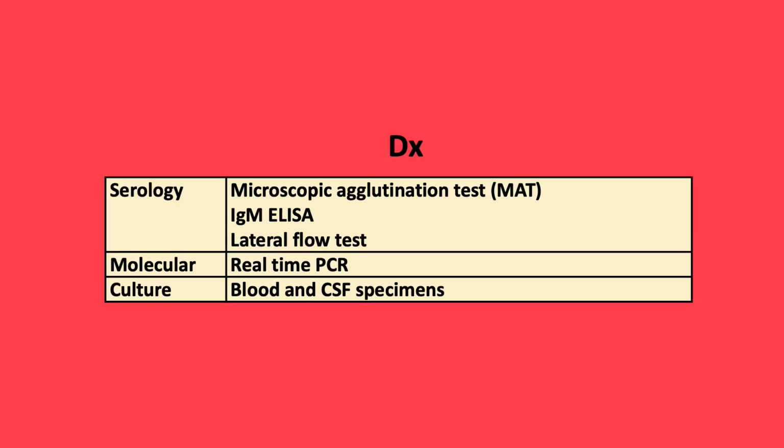Diagnosis can be achieved via serology, molecular and culture analysis. Serology includes microscopic agglutination test, whereby you mix the test serum with a culture of Leptospira and then evaluate the degree of agglutination using dark field microscopy, in addition to ELISA and lateral flow tests. Molecular includes real-time PCR and also culture of either blood or CSF specimens, if antibiotic therapy has not been administered before the sample is taken.